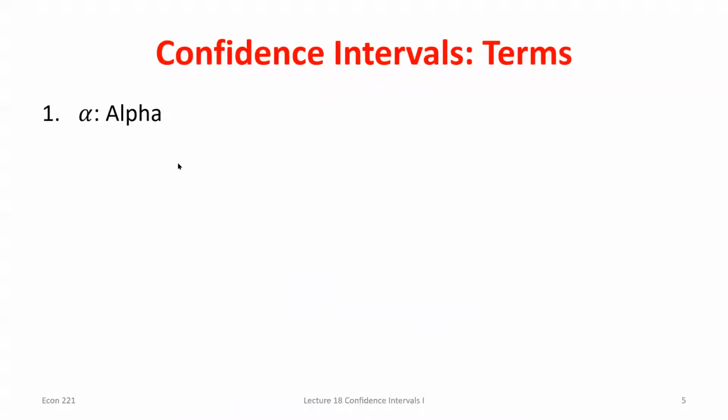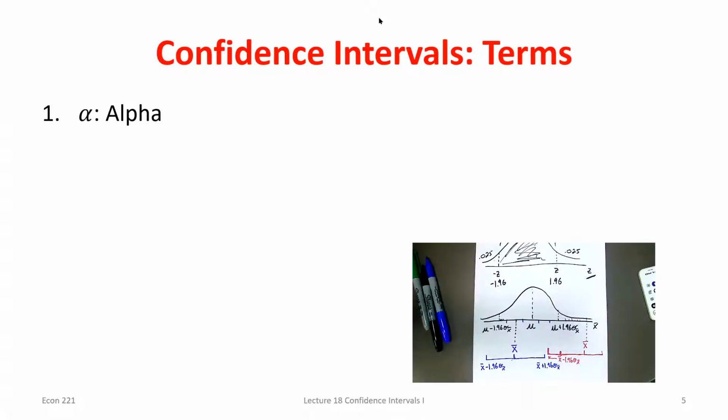So the next thing that we'll talk about is this term alpha. The example I just worked through was thinking about a 95% confidence interval. So I'll put this up here.